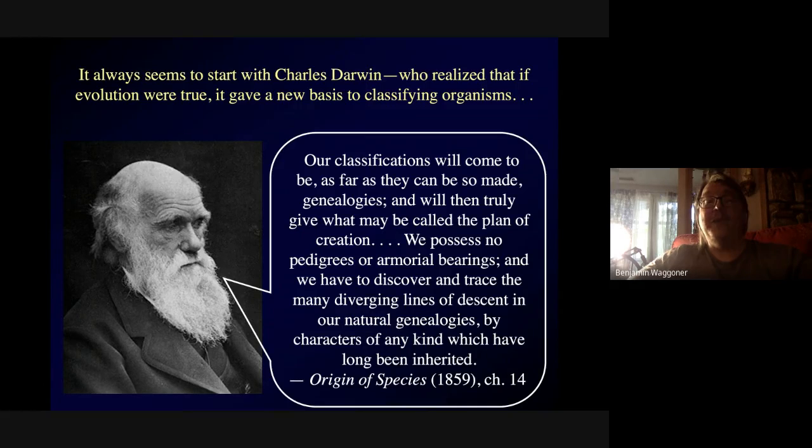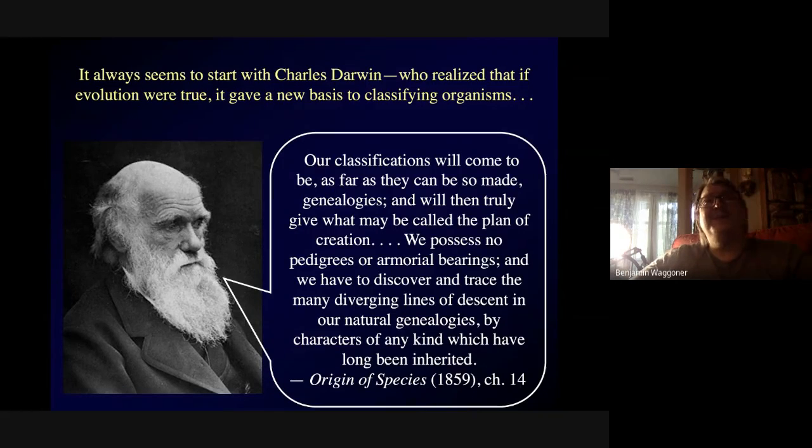We possess no pedigrees or armorial bearings. That means British coats of arms and things like that. And we have to discover and trace the many diverging lines of descent in our natural genealogies by characters of any kind which have long been inherited. So you could work out what organisms were related to what organisms and how closely they were related by looking at stable characters that had been inherited for a long time.